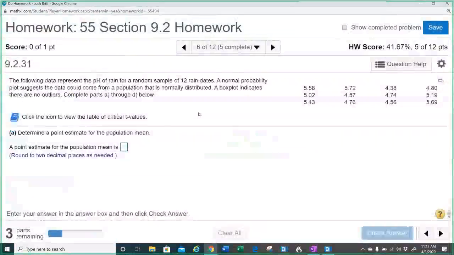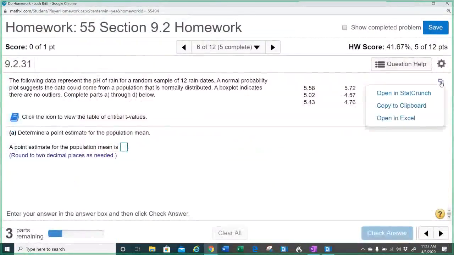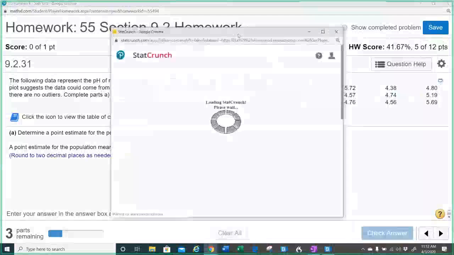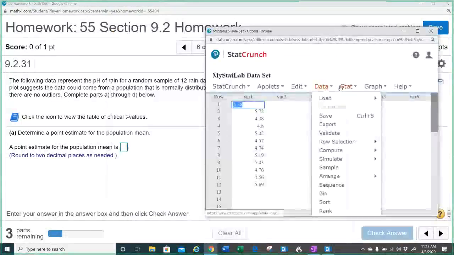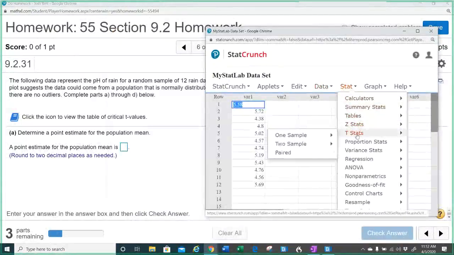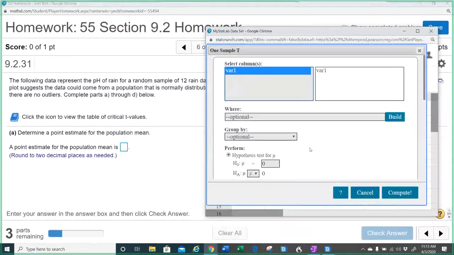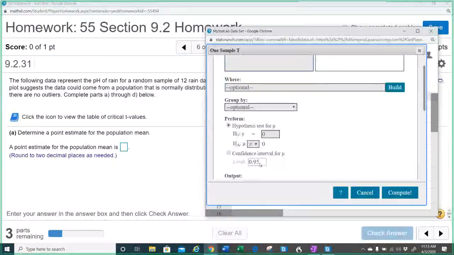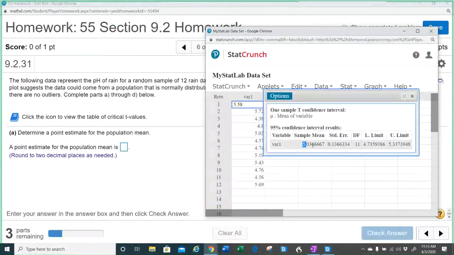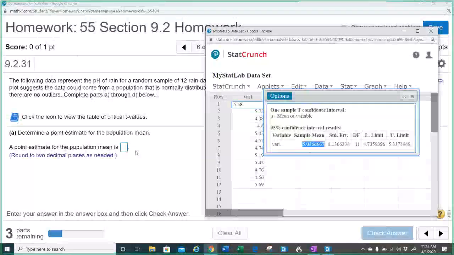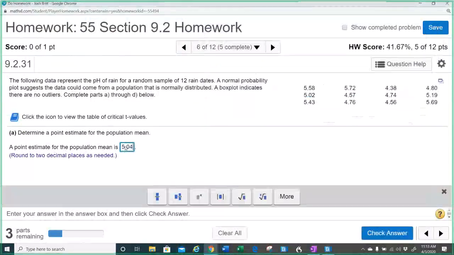Okay, now when you get to with data, I'll show you how to do that. So just open up the data, and we're going to go T-stat, one sample, with data. So when you have data, just do with data, select here, and then you can leave it at 95. They're wanting a point estimate, and the point estimate is going to be the sample mean. That's all it's going to be. So 2 decimals, that's 5.04.